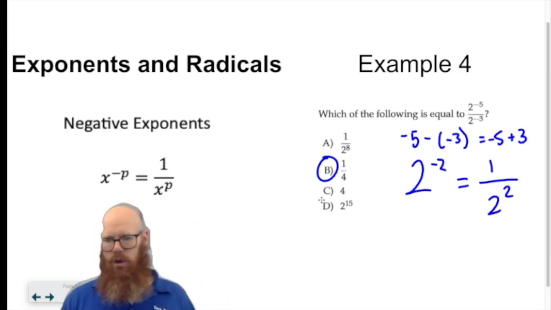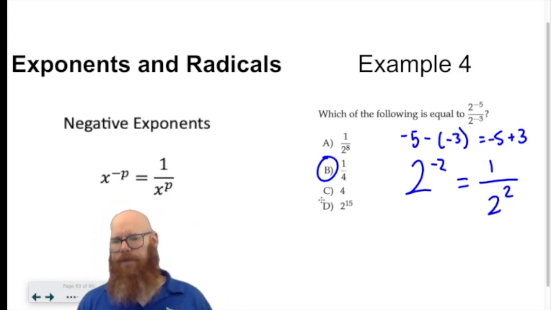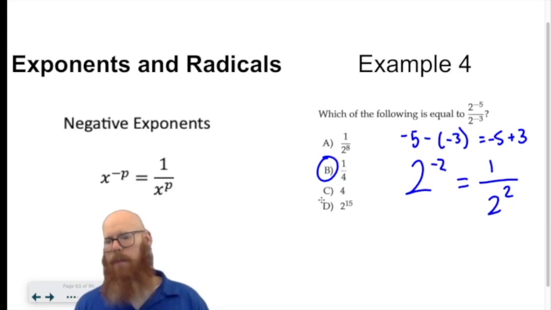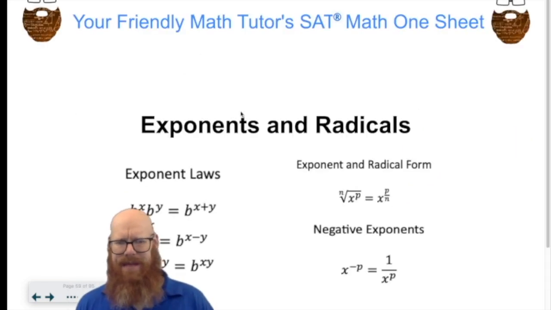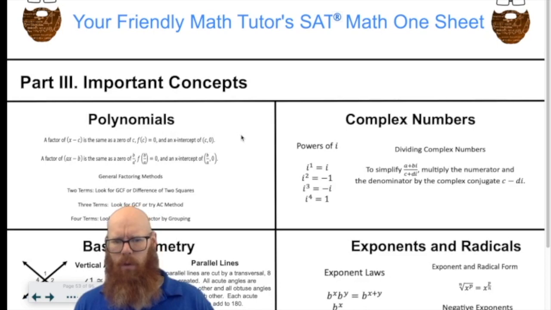I just wanted to show the other way to further go over the whole negative exponent and the division property. But it would make more sense to start with the division property. All right, so that is the end of this part of the one sheet.